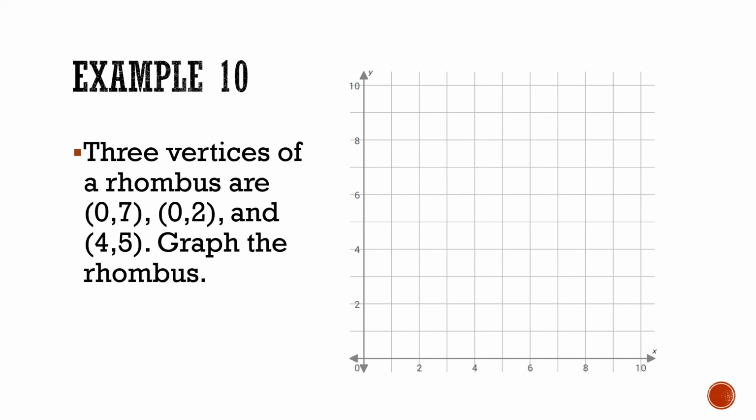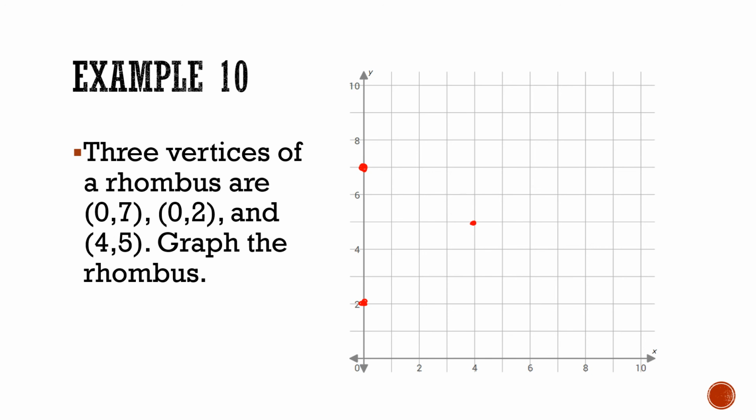So 0, 7 means we don't go to the right any, we just go straight up to the 7 on the y-axis. So 0, 7. 0, 2, we do the same thing. We don't go to the right, we just go up on our y-axis to 0, 2. Then we have 4, 5. We go over 4 and up 5.